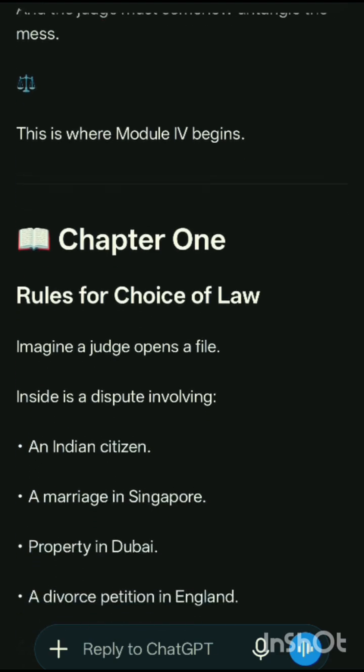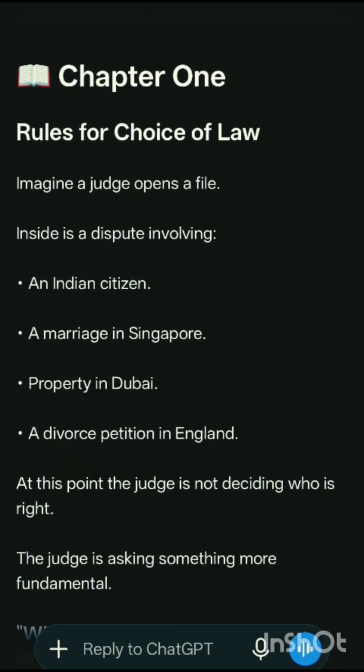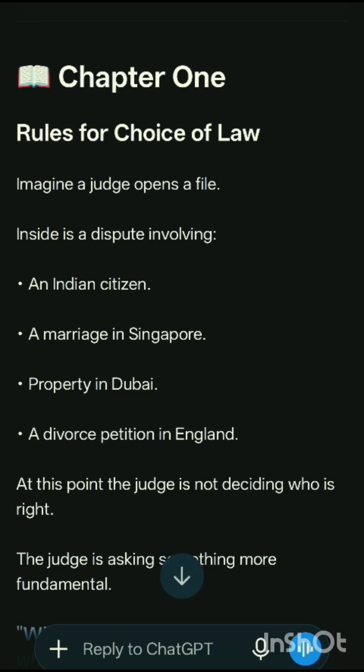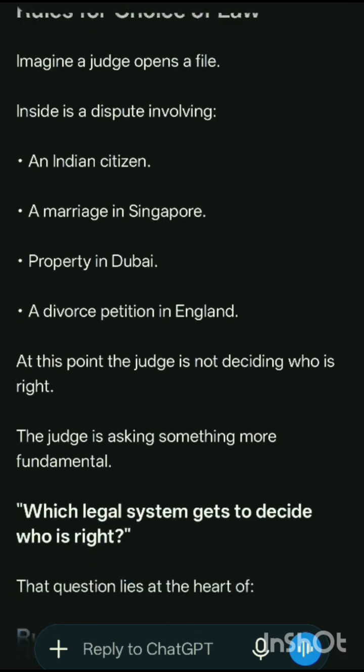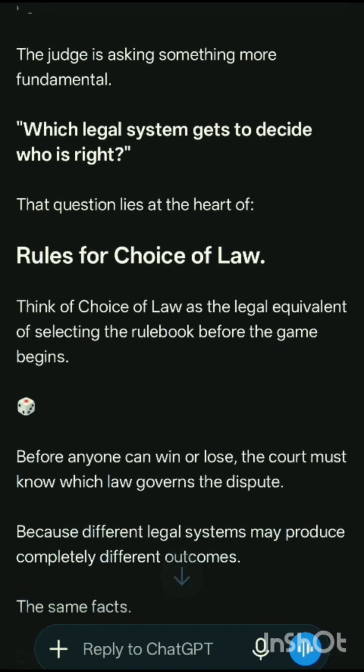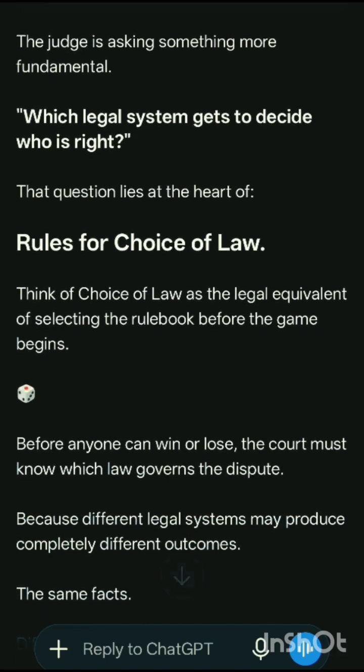This is where Module 4 begins. Rules for choice of law. Imagine a judge opens a file. Inside is a dispute involving an Indian citizen, a marriage in Singapore, property in Dubai, a divorce petition in England. At this point, the judge is not deciding who is right. The judge is asking something more fundamental: which legal system gets to decide who is right? That question lies at the heart of rules for choice of law.